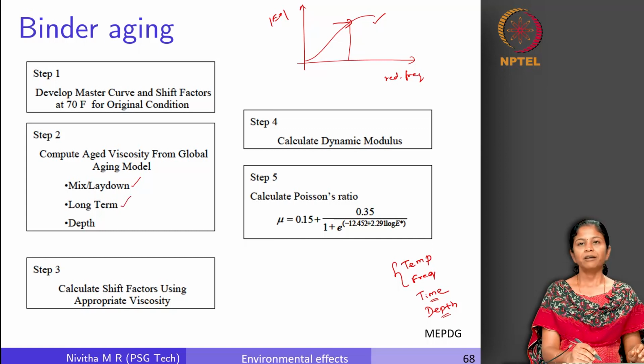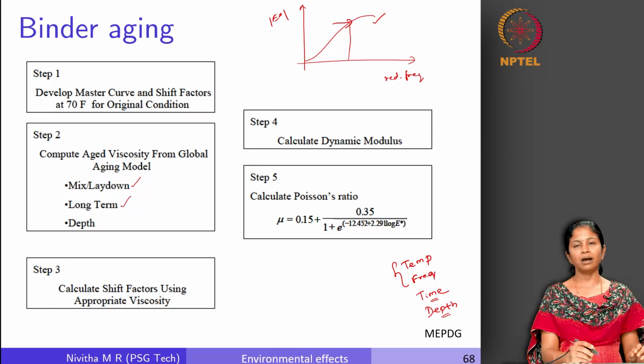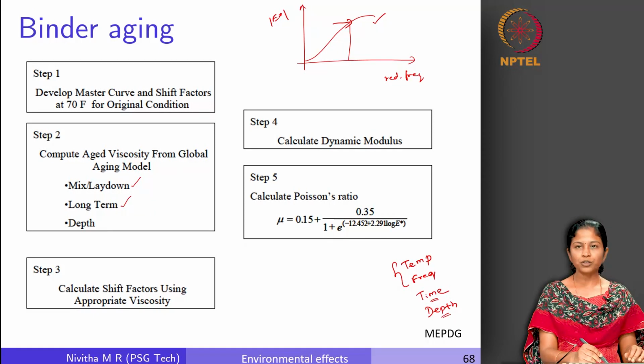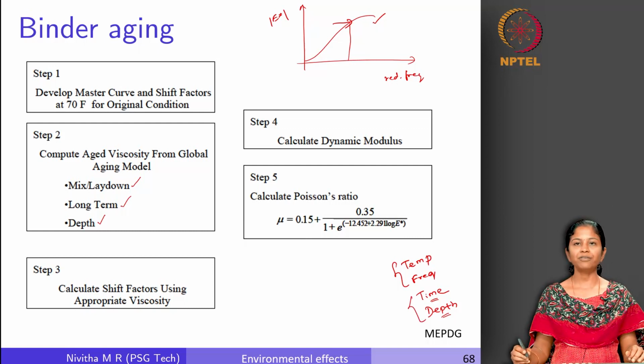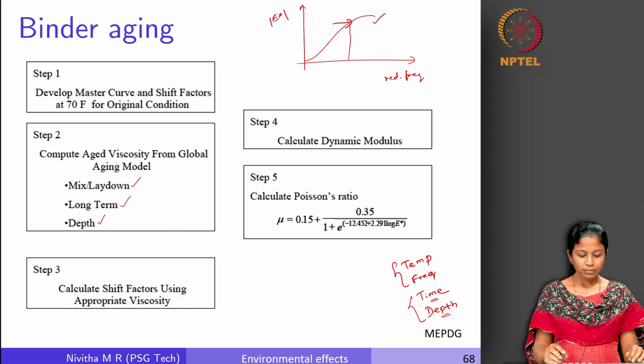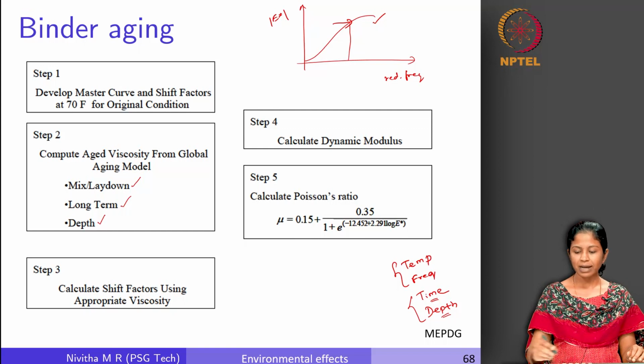For the long term, we saw how to compute the viscosity at the surface for any given time period. Similarly, we also saw how to calculate the viscosity for any given time and any given depth, knowing the surface viscosity. So, now we have taken into account all these 4 parameters in the viscosity computation. We calculate appropriate shift factors for it, and then we get the dynamic modulus value, right, and ultimately we will be able to compute the Poisson's ratio also.